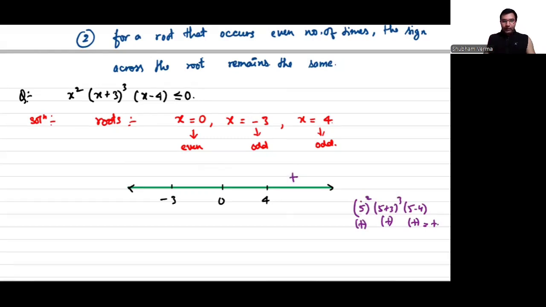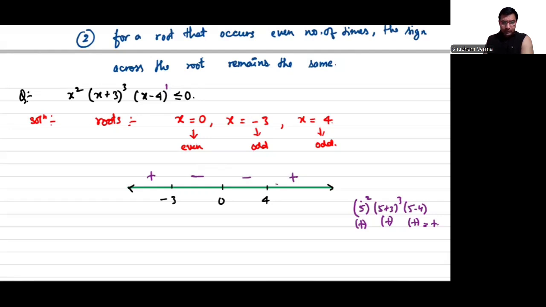Now, for the remaining signs, I have to check what this root 4 is. It belongs to an odd factor, right? So what kind of root is this? Odd root, because the power over here is 1. So the sign will change. This will become minus. What is 0? 0 is even, so the sign will remain the same. What is minus 3? Odd, so the sign will again change. Getting it? So now, what is my answer?